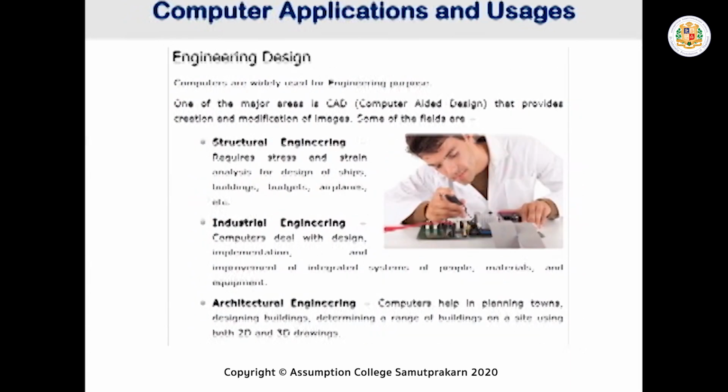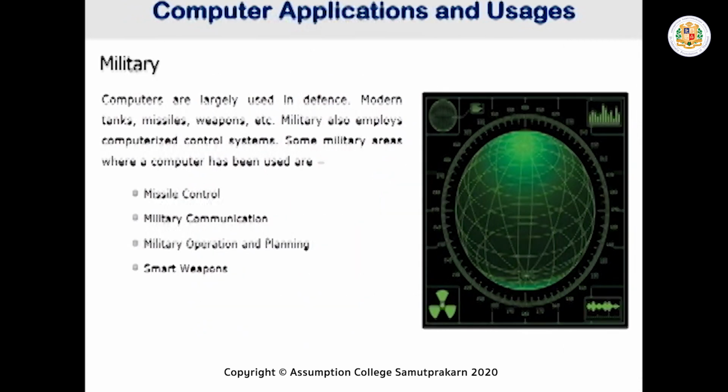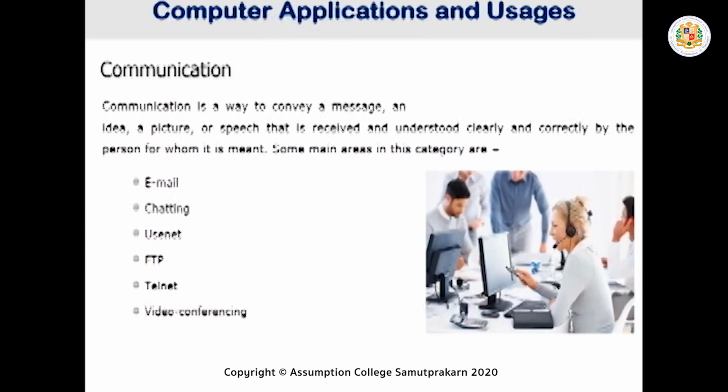For engineering design, of course, structural engineers use a computer to design. For industrial, for architectural, you know this. Some of them use 2D programs, 3D programs to build the drawings. Next, we also have the military, of course, like for these examples: missile control, military communication, military operation and planning, smart weapons. So our military here in Thailand also uses a lot of computers to control everything.